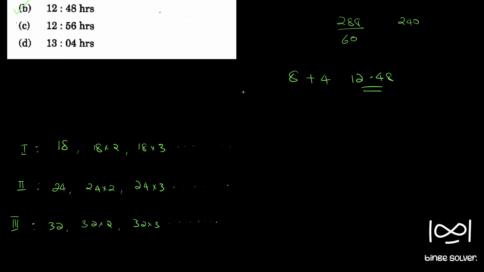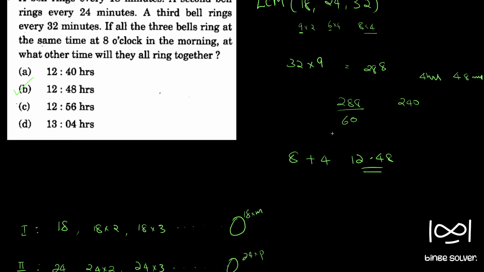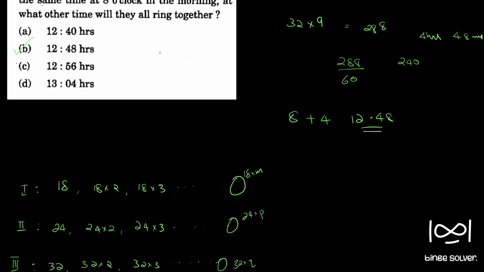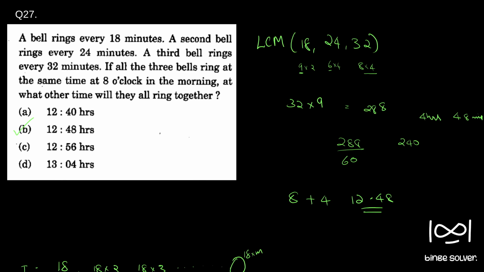At some point, say at 18 into m, or 24 into p, or 32 into q, at some time all these three will be equal. That is the time at which every bell rings together. We just found out that is the 288th minute. At the 288th minute they will all ring together.